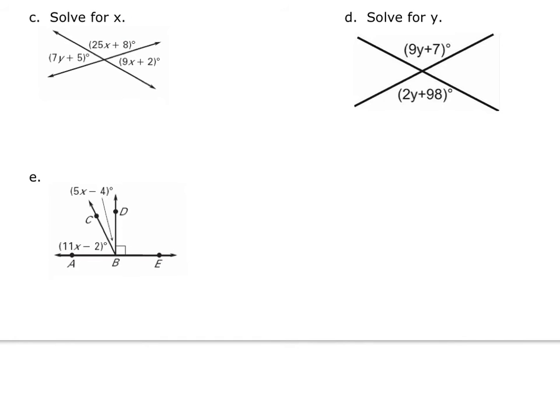Now, here's some other ones. Let's solve for x. So you're looking at C going, oh man, there's an X, there's a Y, there's a kind of a lot going on. So let's just look at it. Here is an angle that has an expression of X, and then we also have another angle that also has an expression for X. The Y is something we don't need right now, so we're just going to solve for X.